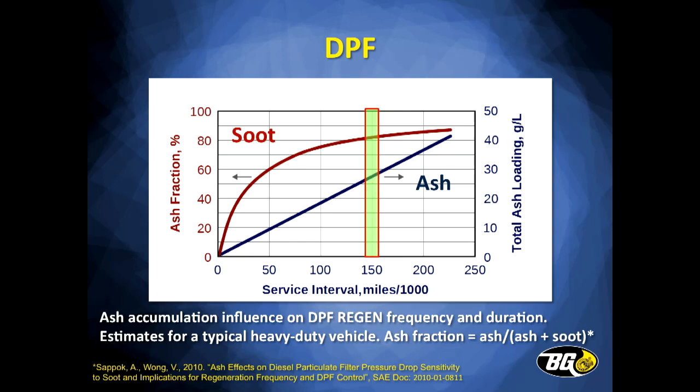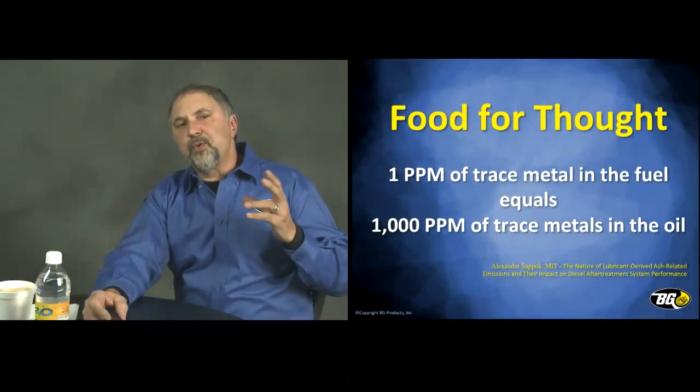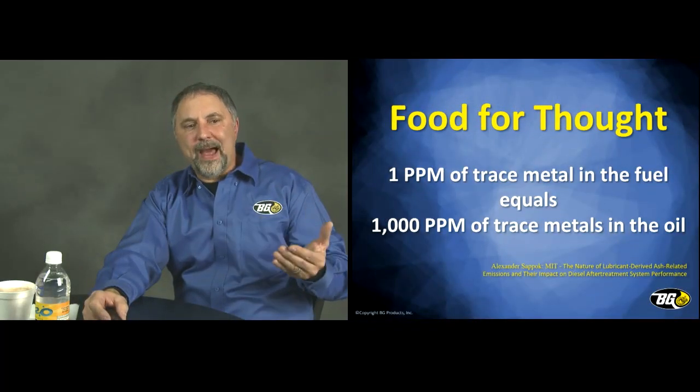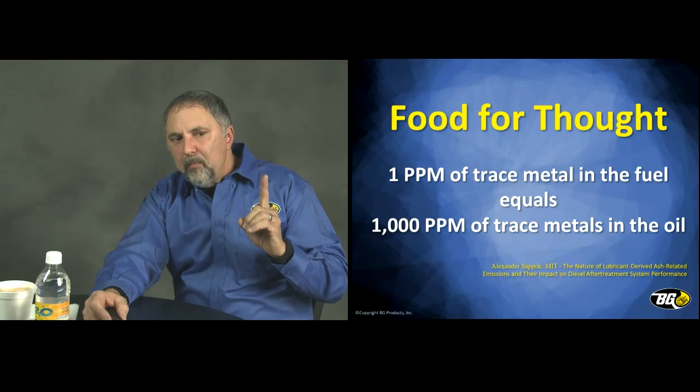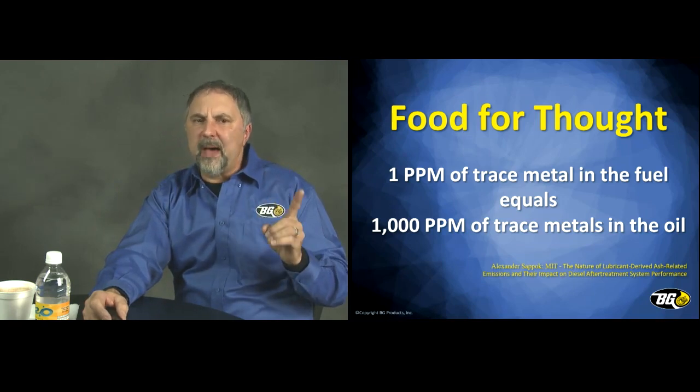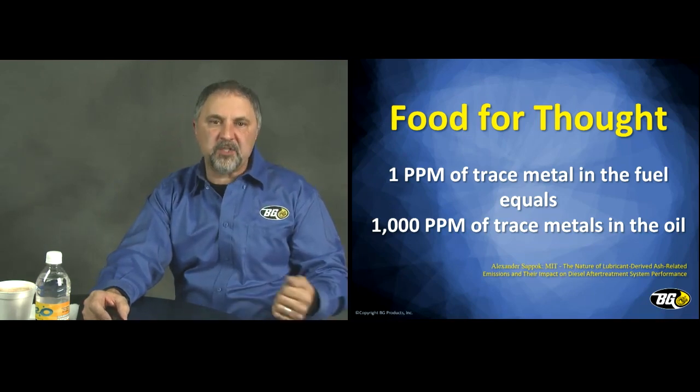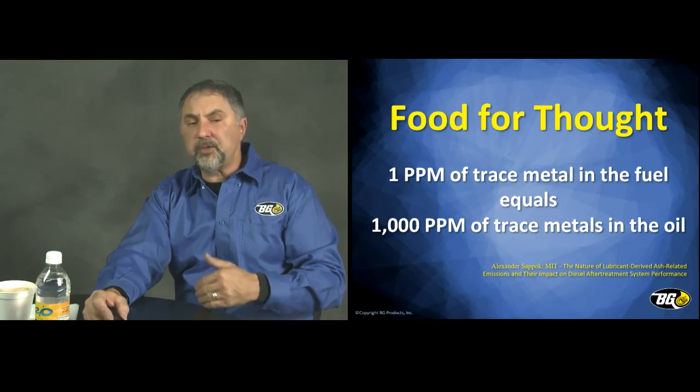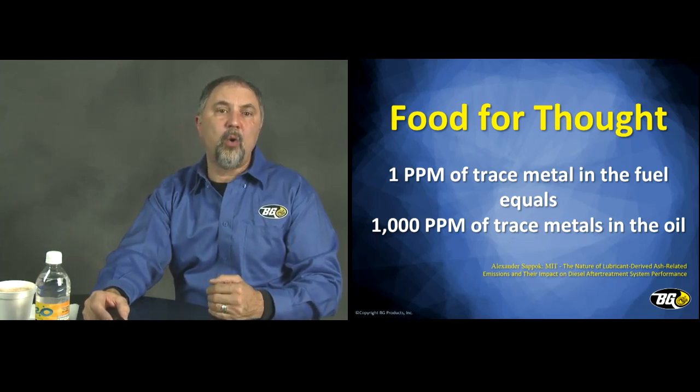Our goal is, if we can clean these engines up, use a good quality oil with a low NOACK volatility, keep the oil from burning, we may reduce the ash load to extend the life of the filter. So instead of going at an 80% load, maybe we're at a 20 or 25% load, and you go a little longer. Now, food for thought for those of you who are going against competitors with fuel additives. 1 part per million trace of an element of a metal in the fuel is equivalent to 1,000 parts per million inside that oil, because you're burning a ton more fuel than you are oil.